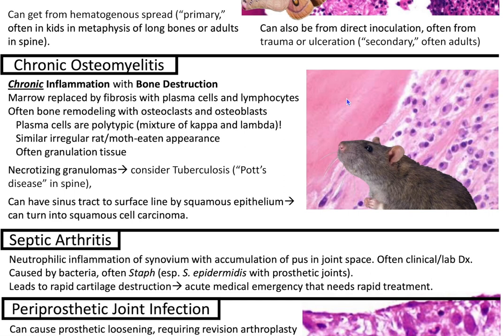If you do see necrotizing granulomas and it's in the spine, you can consider Pott's disease, which is tuberculosis in the spine. It's important to know that you can have a sinus tract to the surface lined by squamous epithelium. If constantly inflamed, that could be a risk factor for squamous cell carcinoma transformation.